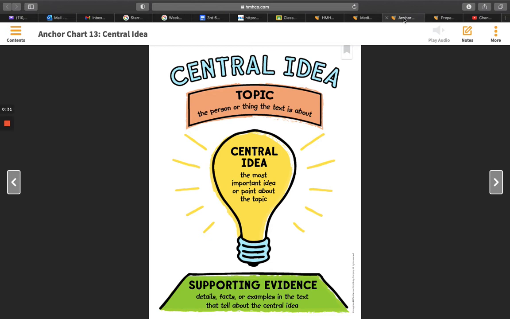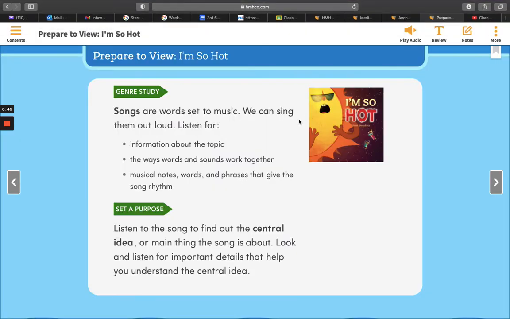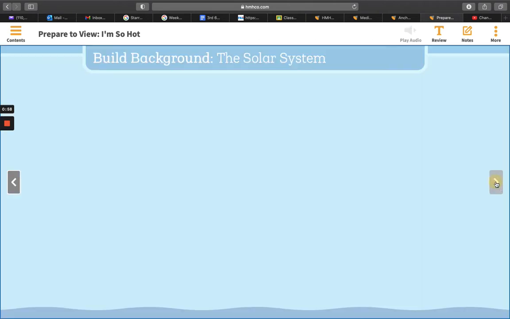A central idea is a statement or a sentence about the topic. And how do you find that central idea? Well, you use details, you use evidence in what you've heard or what you've seen to find that central idea. So let's listen to this song called "I Am So Hot." Remember that we're listening to the song to find out our central idea, the main thing the song is about.